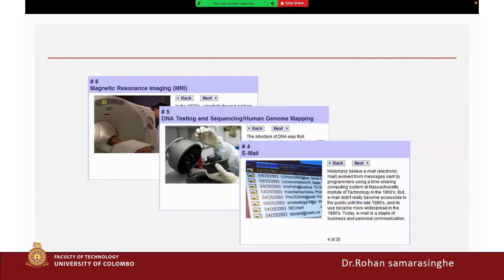And MRI also, you can scan your body to diagnose diseases. That is also very, very important for the medical field. DNA testing and sequencing, human genome mapping. And emails nowadays are very, very important.